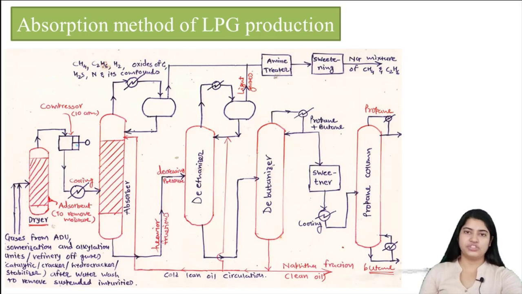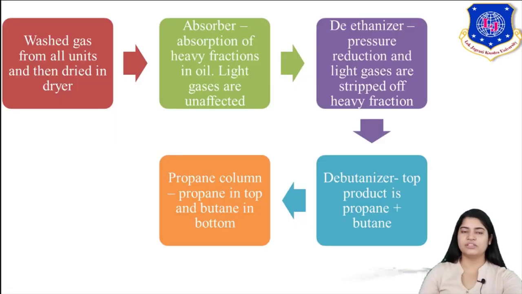Now again it is chilled and then sent to the propane column, where at the top you get propane and in the bottom you get butane. So this was your absorption method. The process is simple.